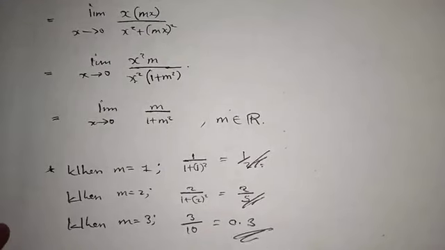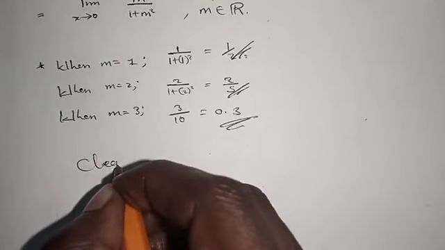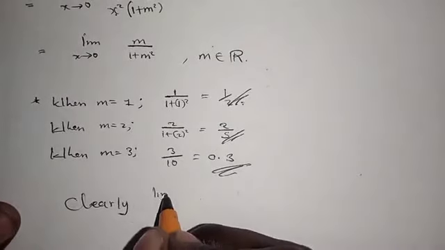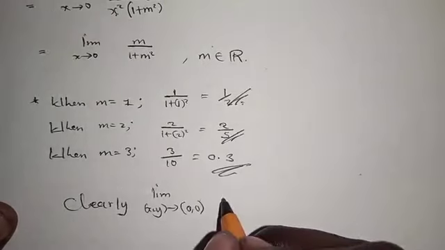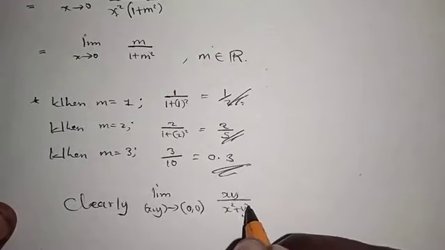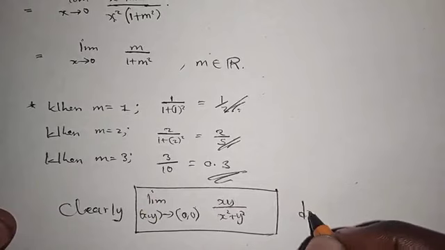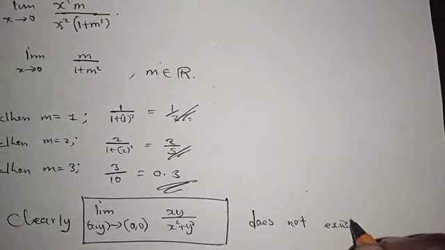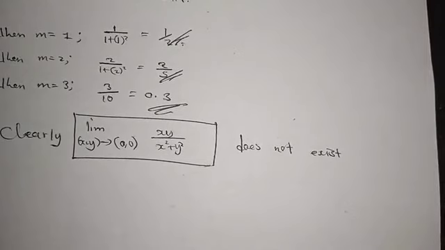So clearly, we can write xy over x squared plus y squared, and we can say clearly this does not exist, or we can still say it doesn't have a limit point, because in as much as you're approaching 0, 0, we get different values.